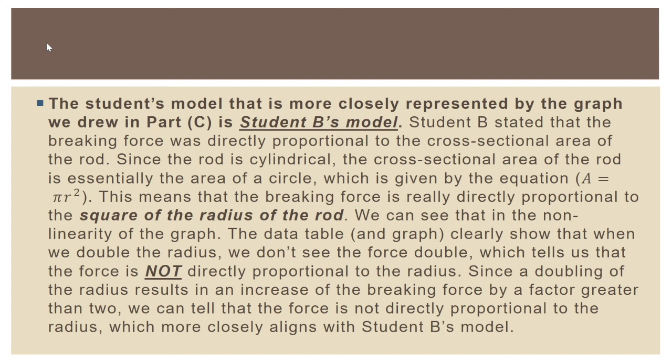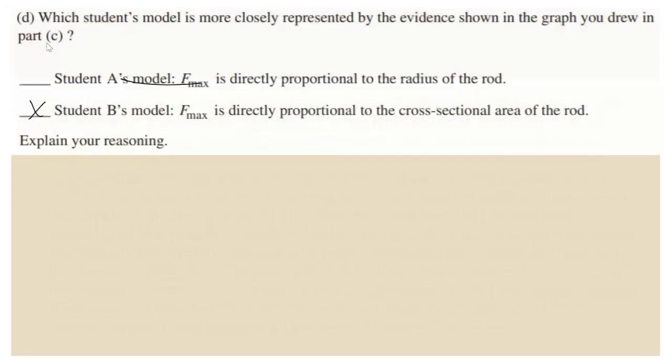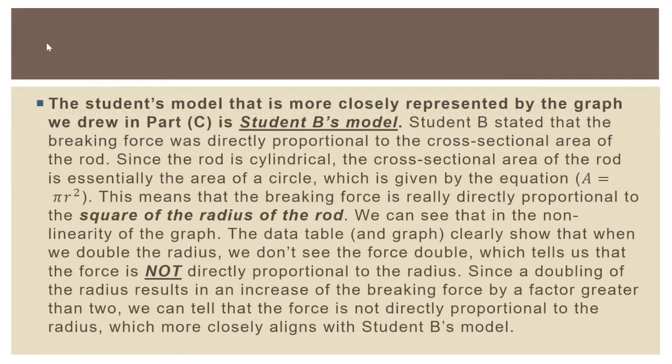All right, now obviously without the scoring guide, it's impossible to tell what they would have awarded the points for, but here's my guess. They asked you which model is more closely represented. That means you should be talking about why student A's model is not represented by the data and why student B's model is. That, to me, is the key to the answer here. Additionally, I think you definitely also want to talk about the trends. If it was student A's model, we'd see a linear graph. We don't see a linear graph. That's how we know student A's model is not correct, and so on.